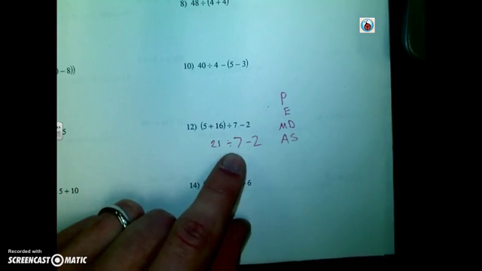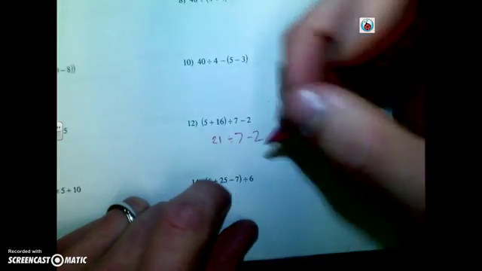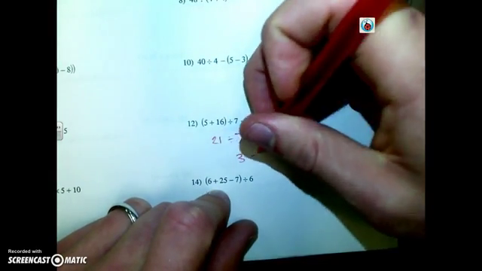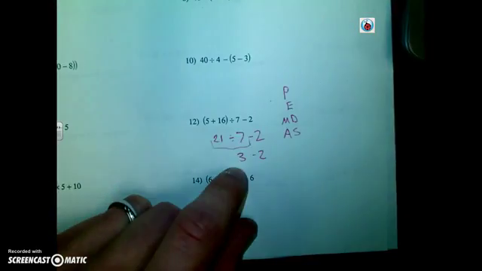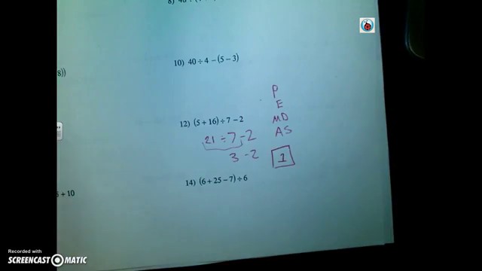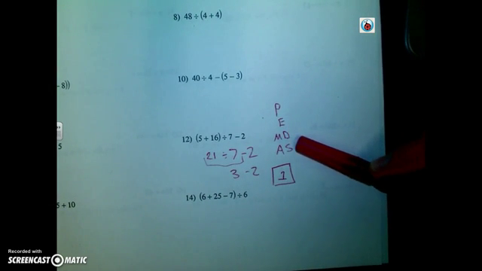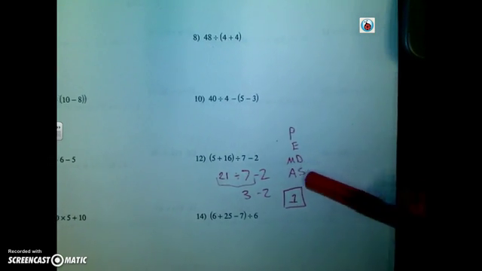So 21 divided by 7 is going to give me a 3. That's how I do that division before I do that. Then I have a 3 minus 2, which just gives me 1. So follow those: parentheses, exponents, multiplication, division, and addition and subtraction while working through this page here.